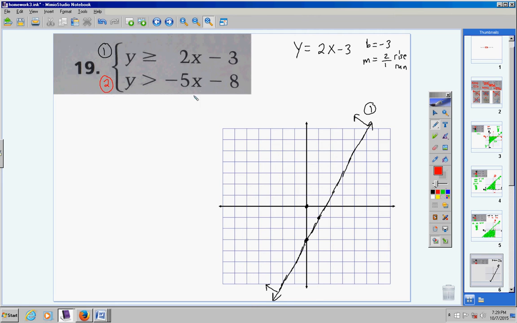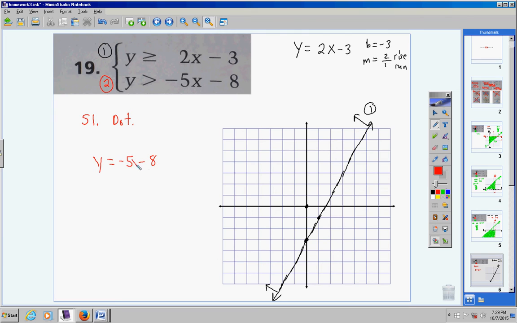And here we go. Notice y is all by itself. So once again, I have an x and a y. It's going to be a slanted line. It's going to be dotted. And I'm going to rewrite it like this: y equals negative 5x, negative 8.